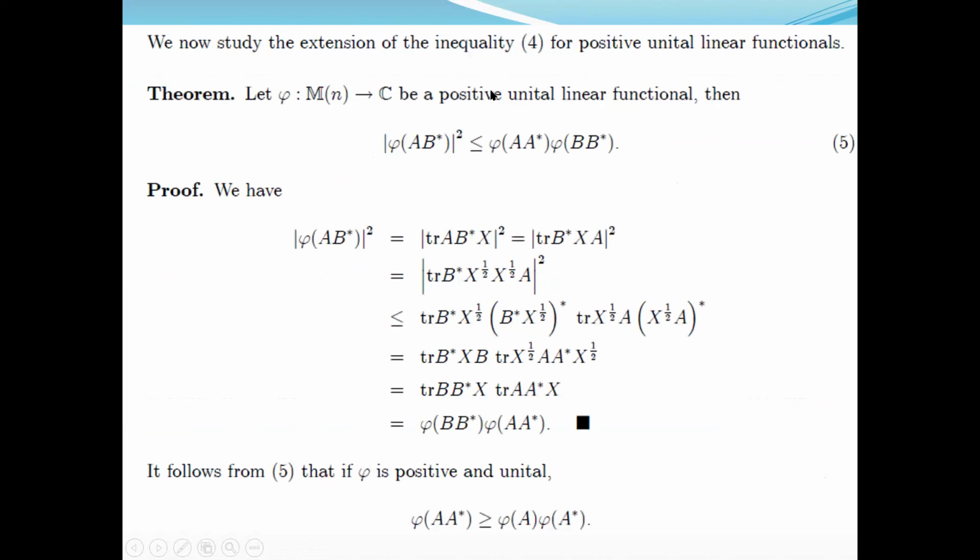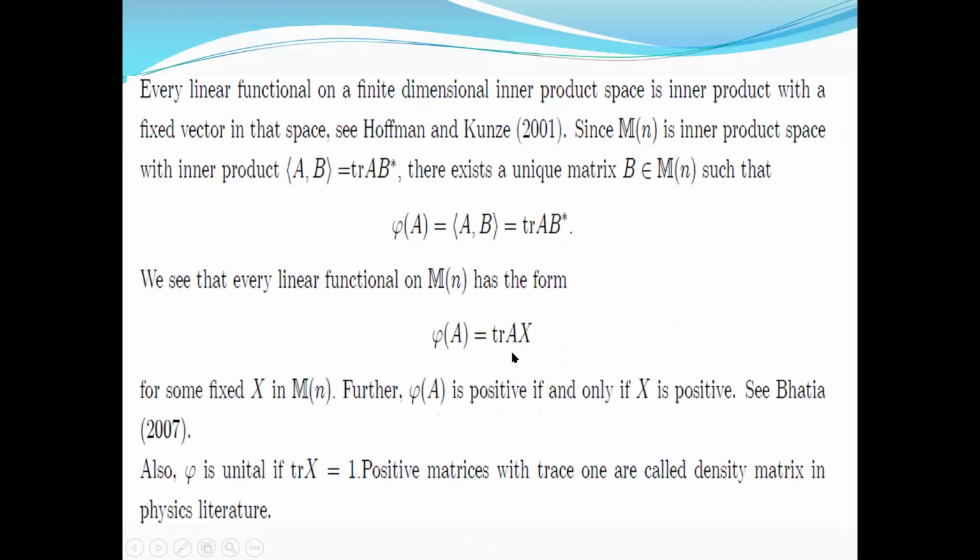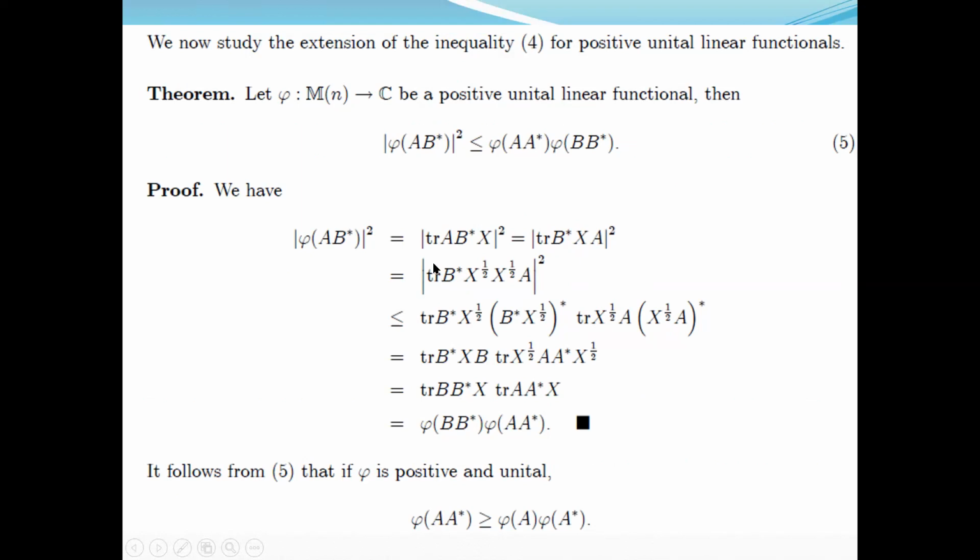We now show the extension of this inequality for traces to linear functionals. That is, if phi is a positive unital linear functional, then |phi(AB*)|^2 is less than or equal to phi(A*A) phi(BB*). Begin with this: phi(AB*) equals trace(AB*x), because as we have shown here, phi(A) can be written as trace(Ax). So this is trace(AB*x).